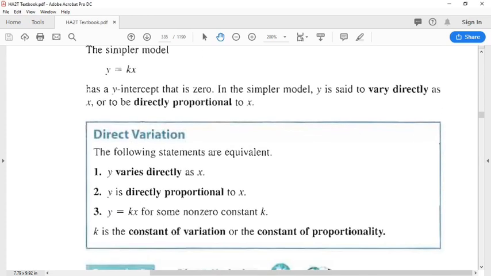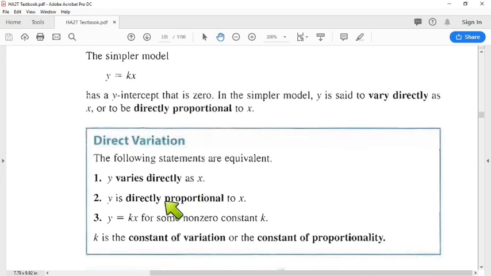Here are some different vocabulary phrases you might see in word problems. That means you're going to have this kind of model. Y varies directly as x. Y is directly proportional to x. Y equals kx, and they just give it to you straight, for some non-zero constant k. K is the constant of variation. Whenever you say constant, it means it's a number, or the constant of proportionality.